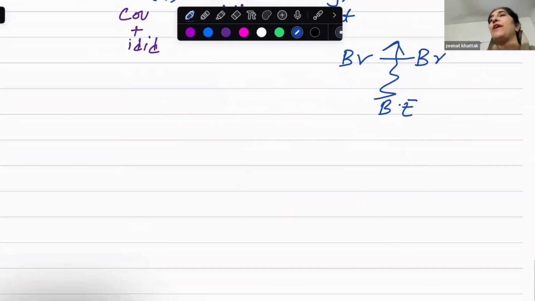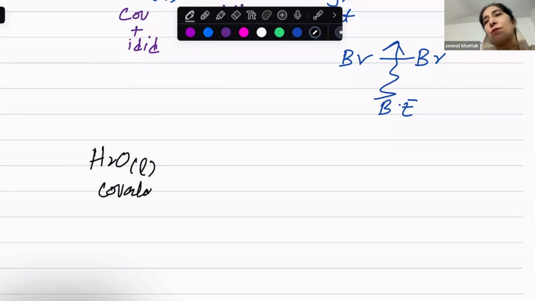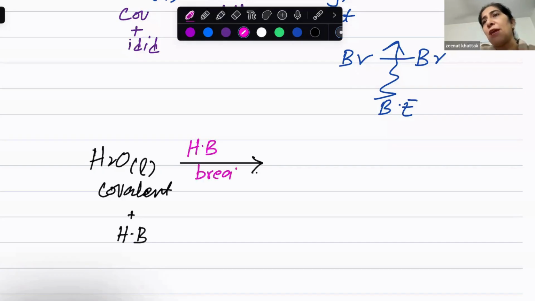Now, suppose you have water, just take water. In H2O liquid, there is covalent plus hydrogen bond. Now, if you are providing energy, do you think covalent will break? No. What is it that is going to break? Hydrogen bond. When the hydrogen bond breaks, the water will turn from liquid to what?